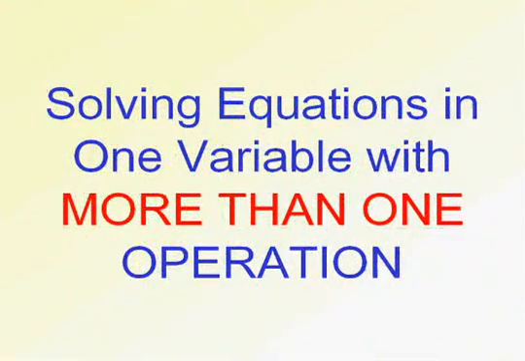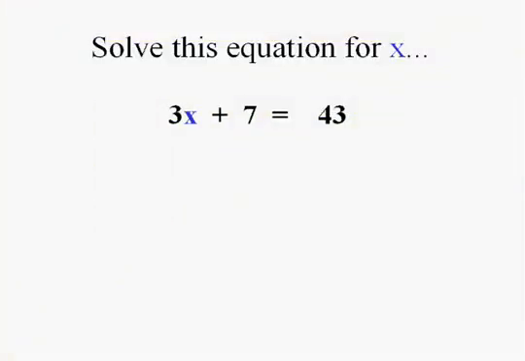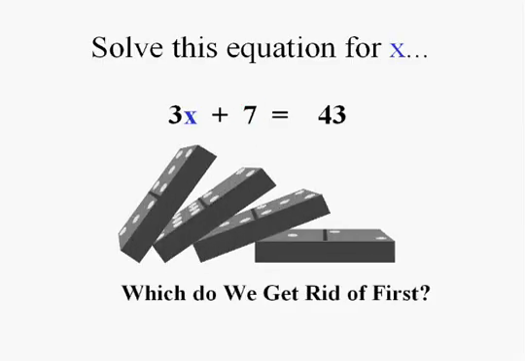We need to look at what happens when we solve equations with more than one operation, because it's going to happen often. For instance, in this problem, we know we need to get x alone. Who's keeping x from being alone? The 3 is, he's multiplying x, and the 7, he's adding to x, if you would. Which one do I get rid of first? We know from the past that order counted.